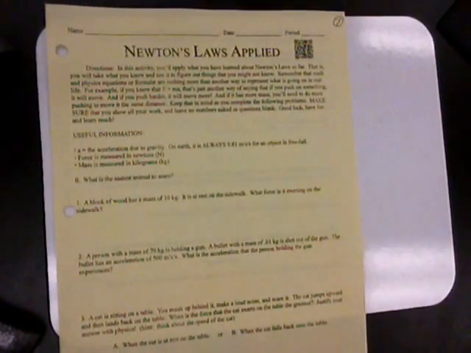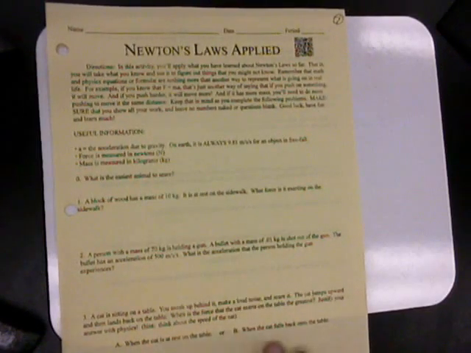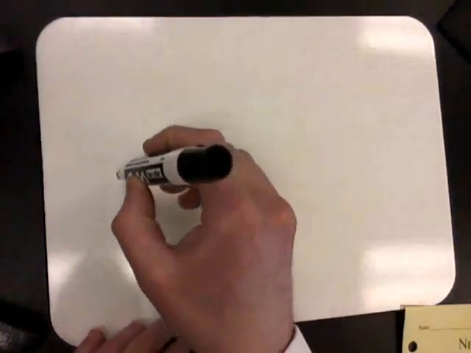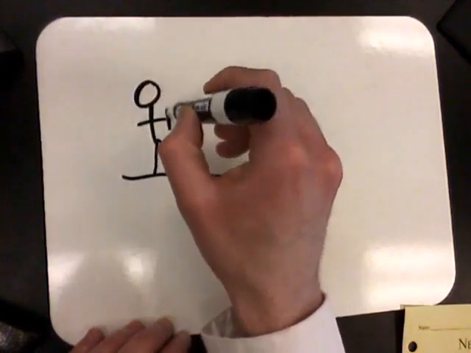So it says a person with a mass of 70 kilograms is holding a gun. A bullet of a known mass is fired out of it. We know the acceleration of the bullet. What we want to know is the acceleration of the person. So the first thing that I would do is draw yourself a picture, figure out what you know, figure out what you don't. There's the person, fantastic.